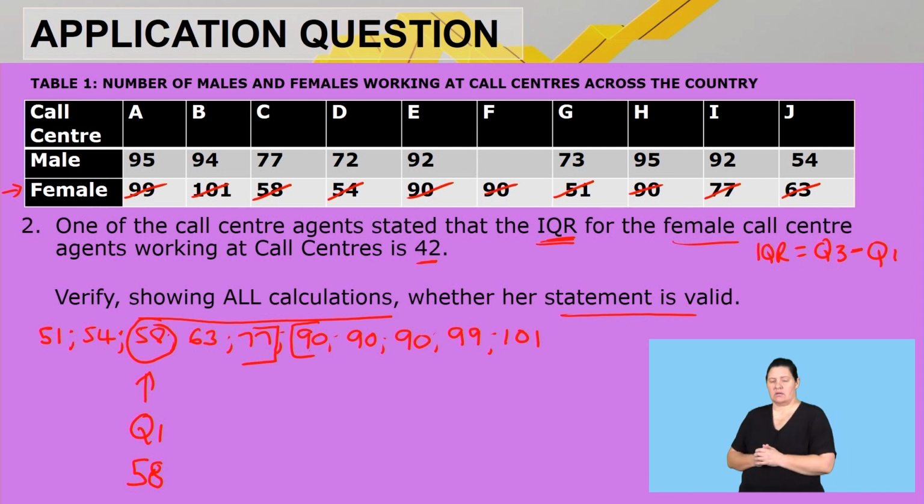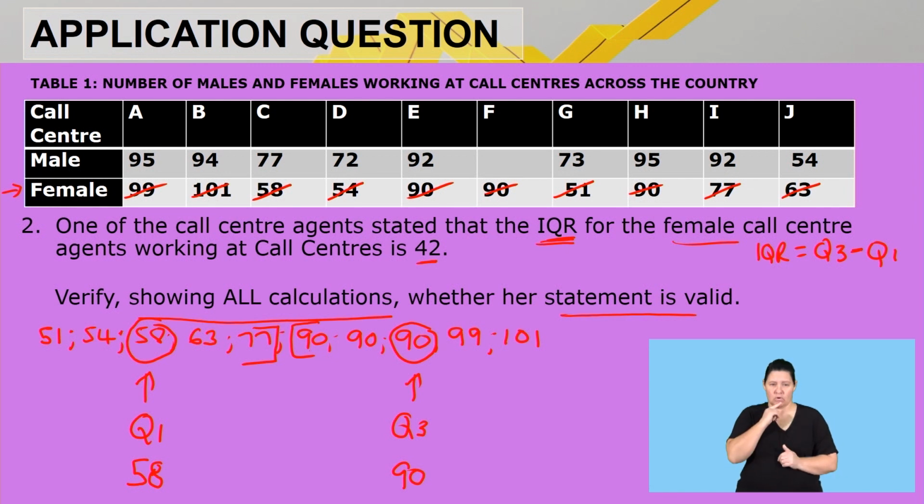Now I'm going to do exactly the same with the other half of my data, right? 90, 90, 90, 99, and 101. I'm sure you will agree that the median of this side of the data, the middle number, is 90. So therefore, I'm going to indicate here that this is quartile 3, and I'll write it down. Quartile 3 is 90.